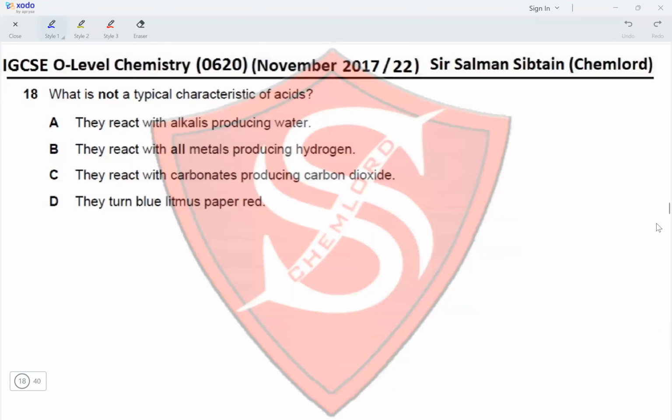Question 18. What is not a typical characteristic of acids? They react with alkalis producing water. Yes, it is very much a characteristic of acids. They react with all metals producing hydrogen. The term all metals is incorrect here because they would only react with metals that are more reactive than hydrogen. They will not react with metals that are less reactive than hydrogen. So it is not true that they react with all metals.